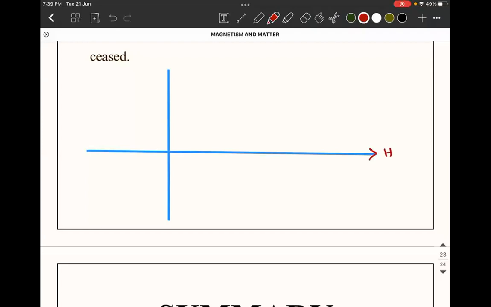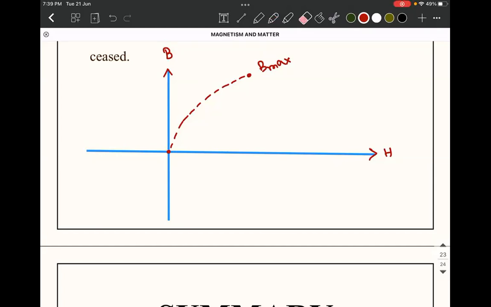If this is H and this is B, as you keep applying the field, the value of B will increase in this way. And it will reach a maximum value at this point, right? So when the value of H is removed, what we expect is the curve to come back to zero in this path only, right? You will expect that the magnetic field will become zero by coming back in the same path.